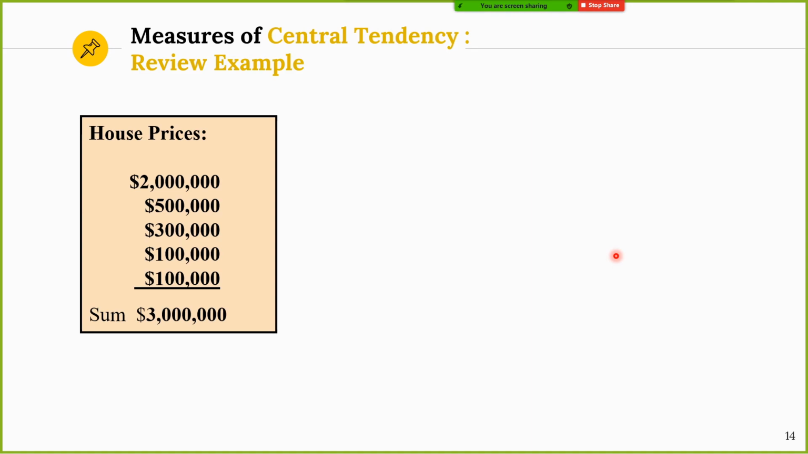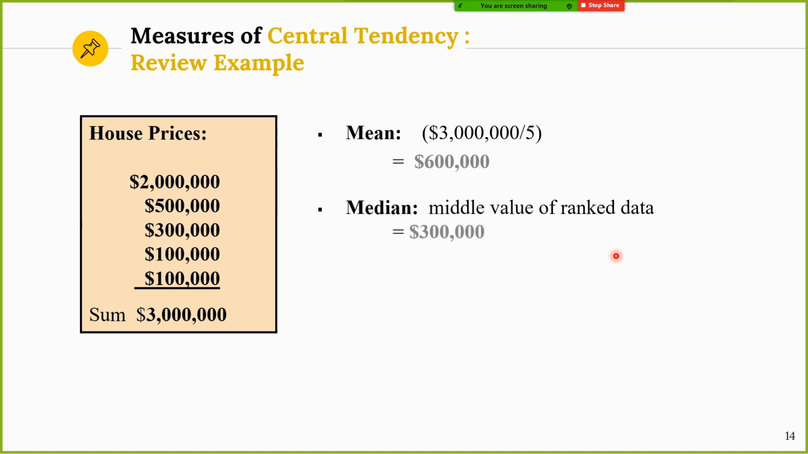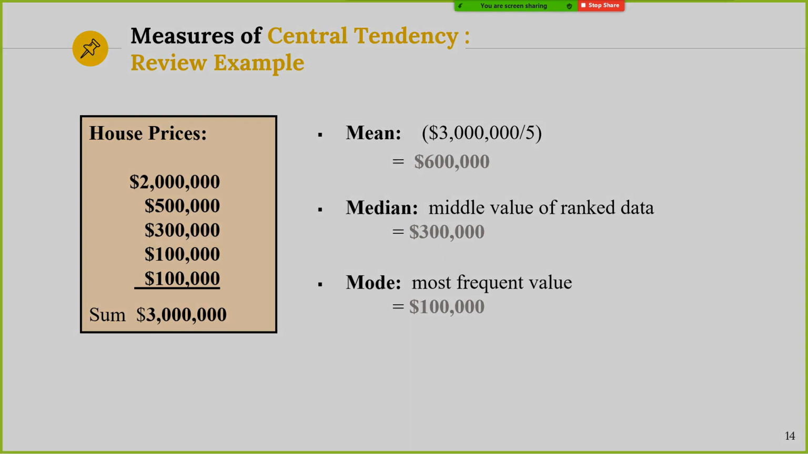This is the example. How about the mean? You can turn on your calculator and calculate the mean. Yes, the mean: $600,000. Yes, correct. Super simple. How about the median? 300,000. You can see exactly. Next is the mode: 100,000. Yes, correct. Very good. Okay, so let's continue.